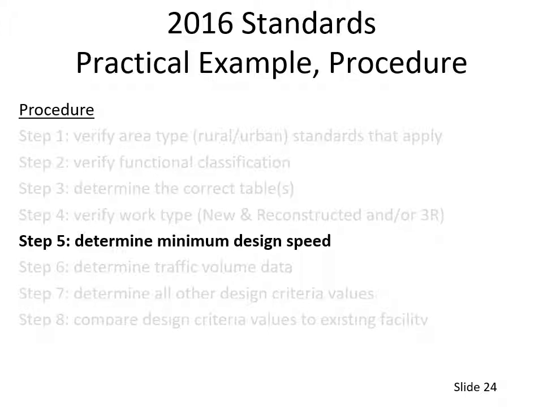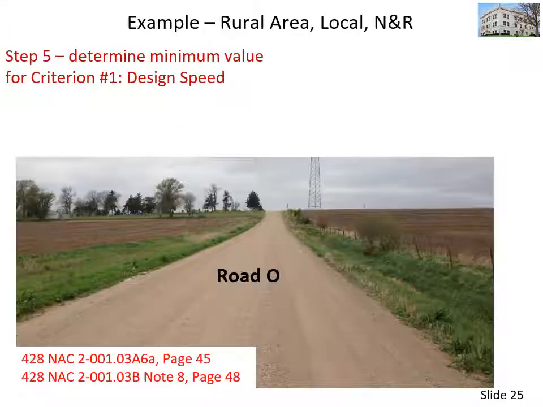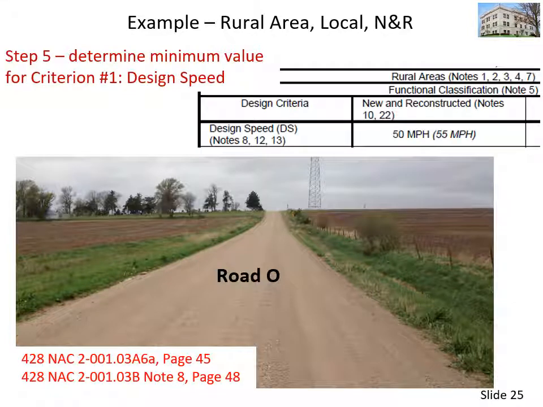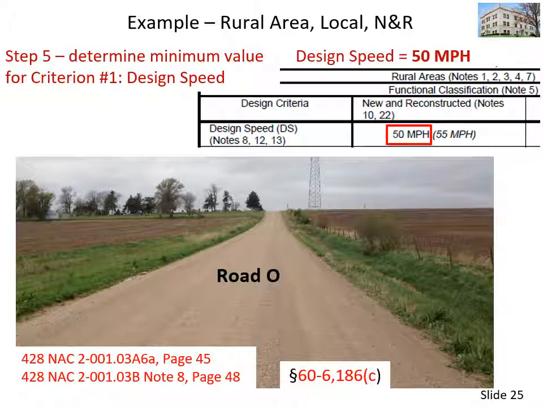Step 5 is to determine the minimum design speed. Design speed is one of the most important design criteria since several other design criteria are a function of design speed. Assume for this example that there is no posted speed limit. State Statute Chapter 60, Article 6, Section 186 requires that the maximum speed limit shall be 50 miles per hour upon any highway, road, or street that is not dustless surfaced and not part of the state highway system. Therefore, this example uses 50 miles per hour as the design speed.